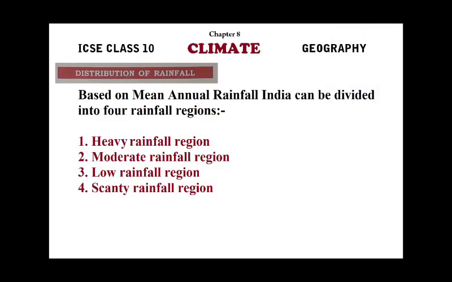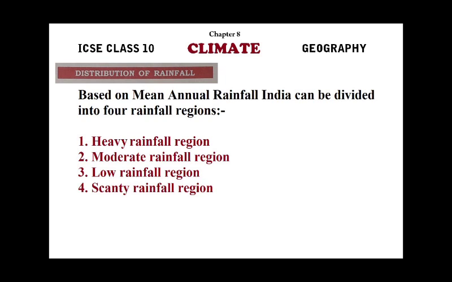Students, we have reached the last topic of the lesson, that is distribution of rainfall. So after studying the seasons, now we know that we are receiving rainfall mainly during two seasons, that is the southwest monsoon and the retreating monsoon, and we receive 90% of the rainfall during these seasons. So if we take the entire country, we can divide the country into four regions based on the availability of rainfall, that is into heavy rainfall region, moderate rainfall region, low rainfall region, and scanty rainfall region.